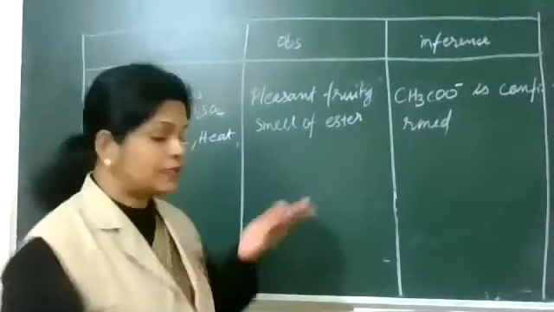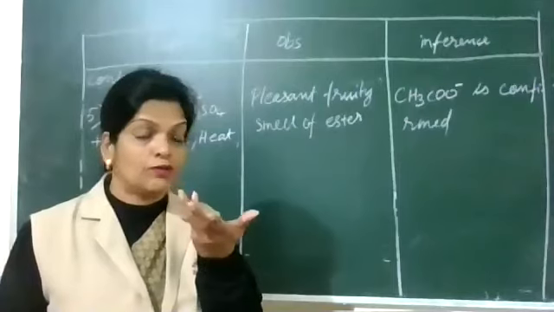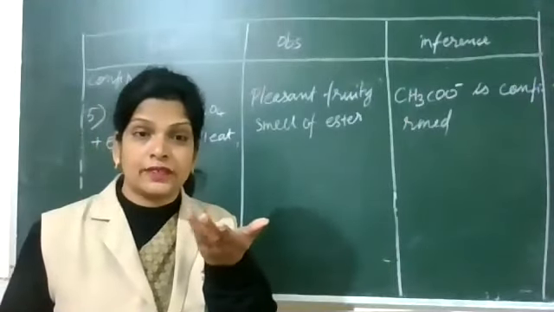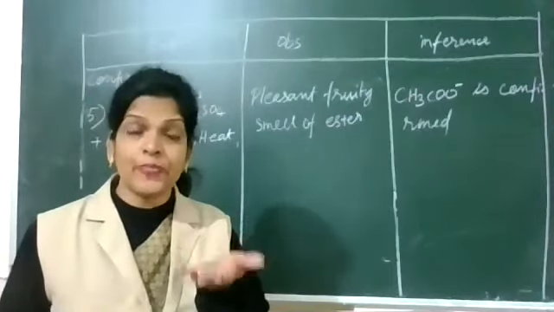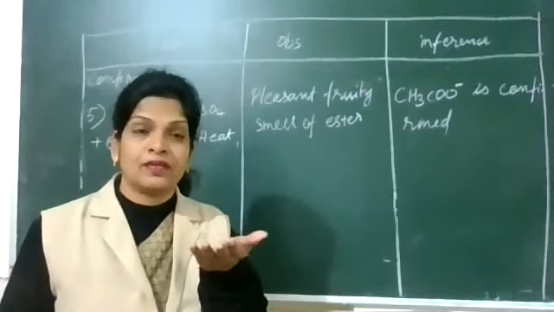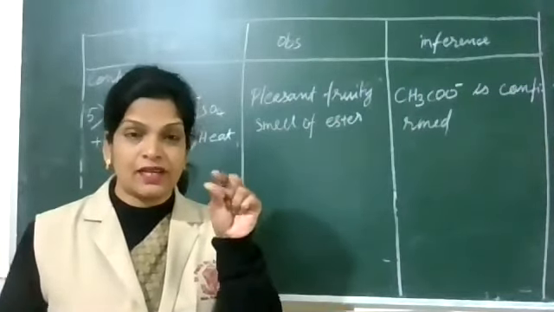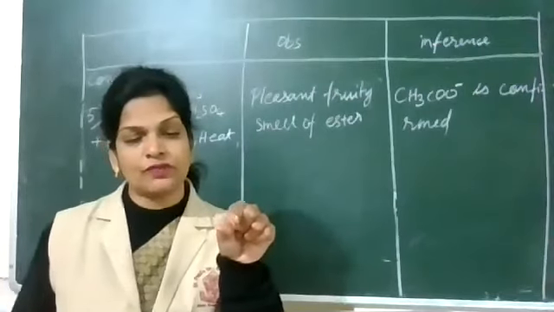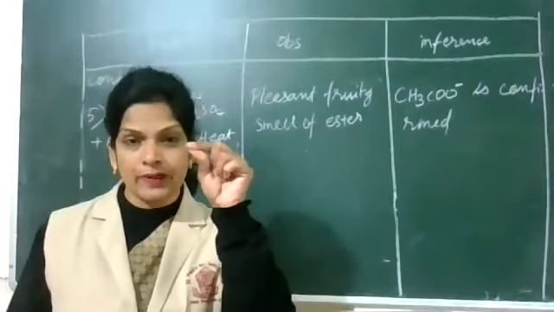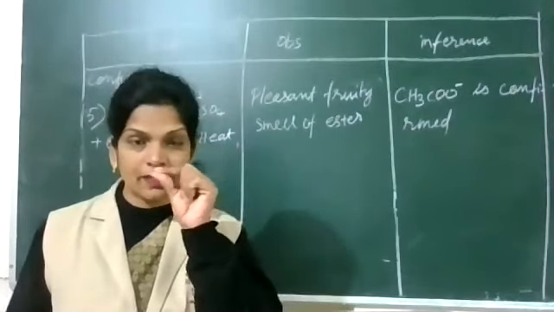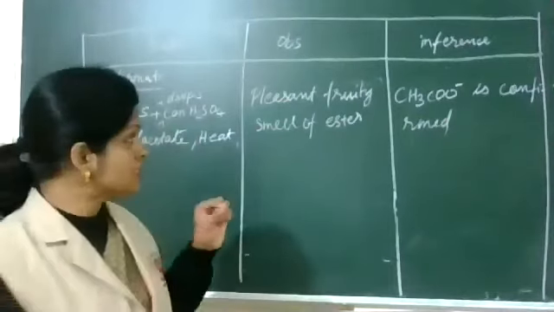Then next is reddish brown vapors, that is nitrite, NO2 minus. Then what? Then you have to do for acetate. With the dilute H2SO4, you touch your fingers in dilute H2SO4 and take a pinch amount of salt, rub it. You'll be getting the smell of acetic acid. That is vinegar-like smell. So that is acetate.